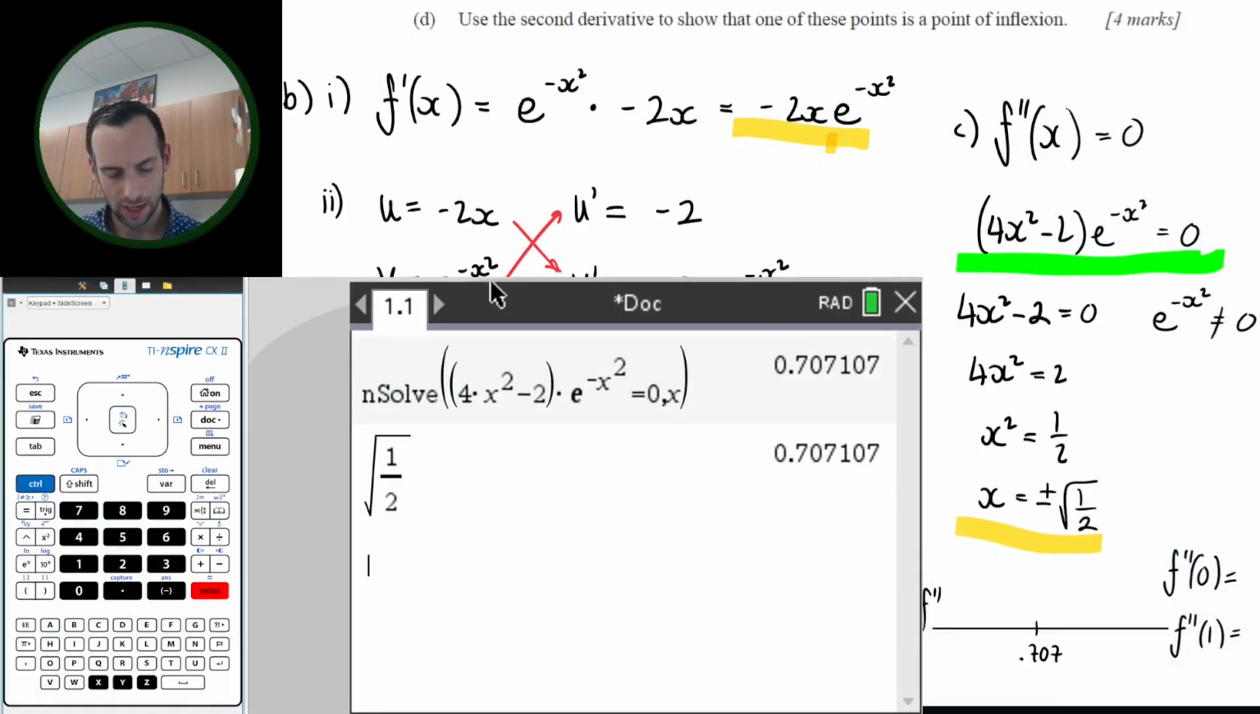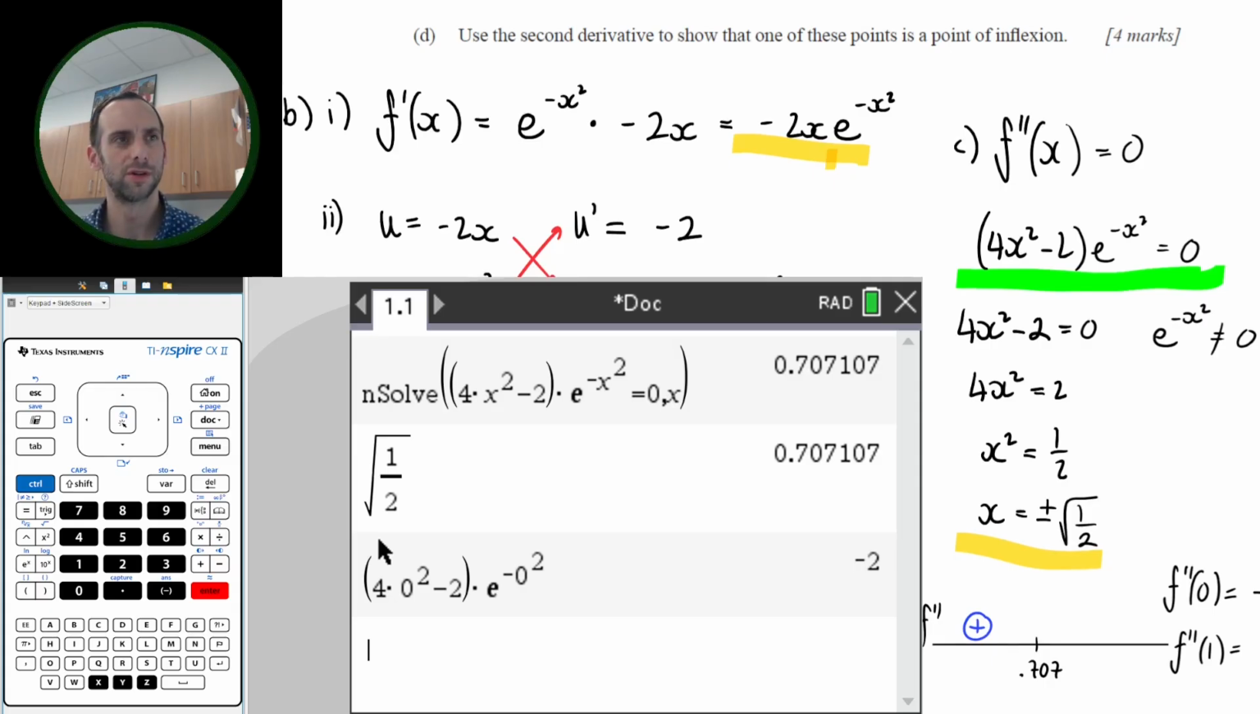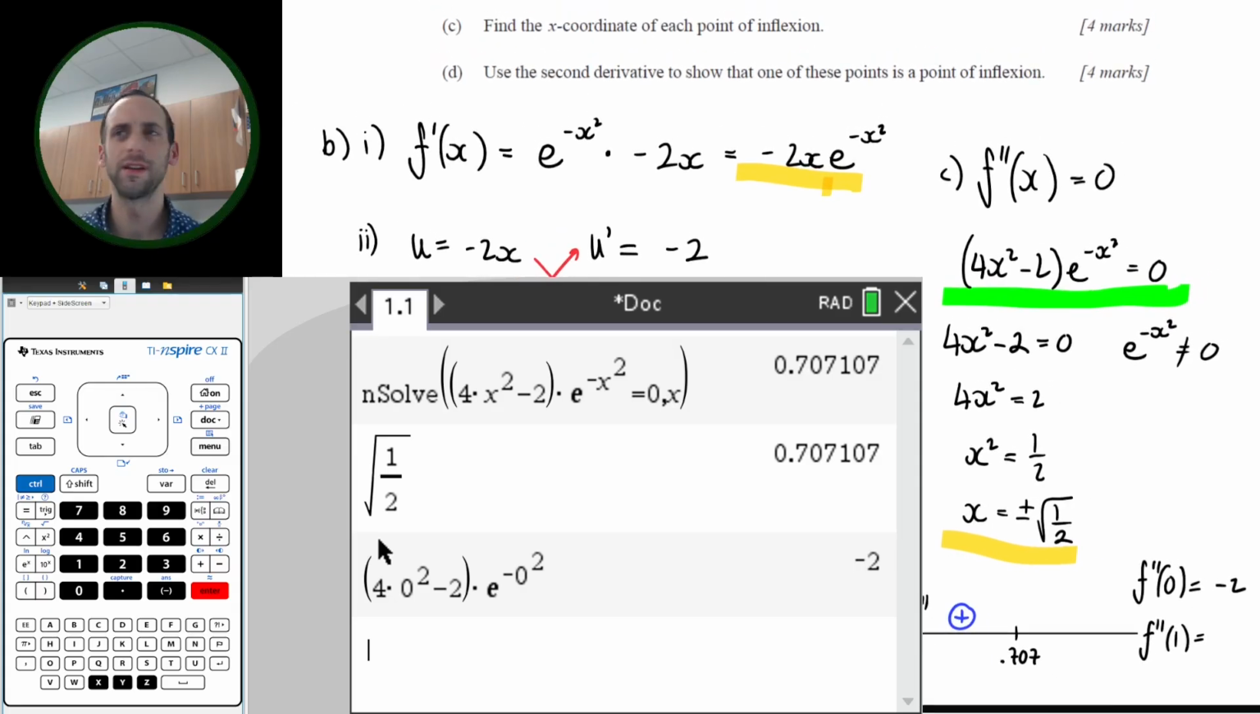So that is 4 times 0 squared minus 2. You could probably do a lot of this in your head. Times e to the negative 0 squared. It's going to come out as negative 2. So on the left side of our inflection point, we have positive concavity. That's the plus. And we can redo all of this with the 1 on our calculator.